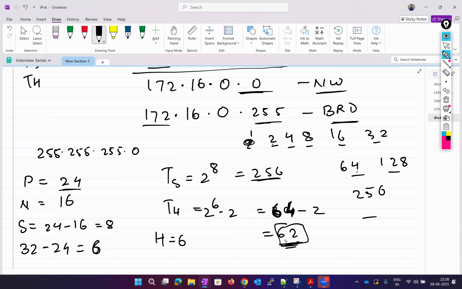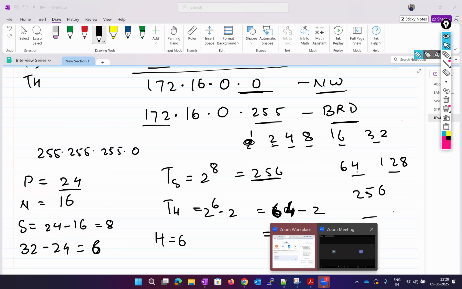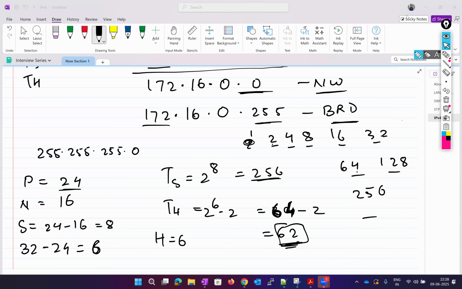But before I end this class today, any doubt understanding what a subnet is? No, sir, I am clear. All right. Vivek? Vivek actually dropped off. No problem. All right.